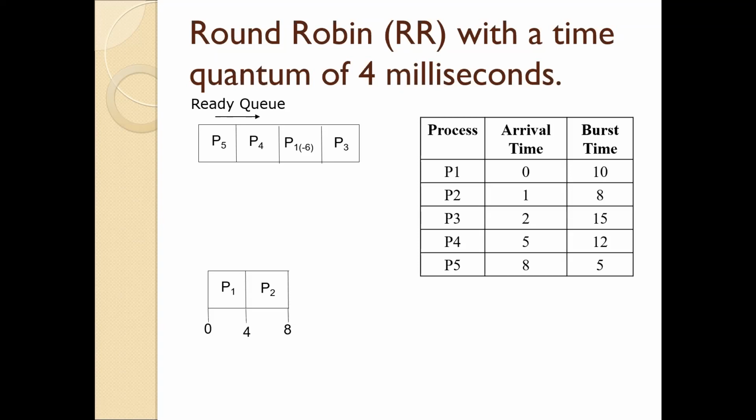P1 burst time is 6 milliseconds. In the brackets, I have indicated how many more milliseconds are required to complete. So how much more time is needed for completion for P1? You have to clearly understand that. Do you understand this step?